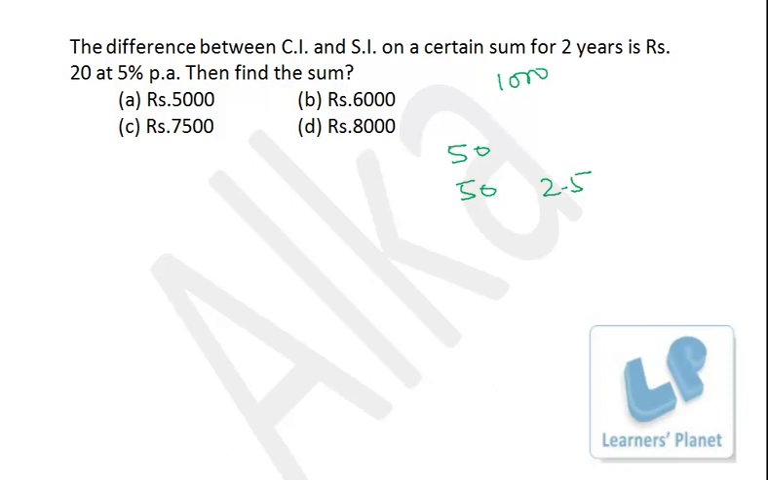Now, according to us, the difference between CI and SI is 2.5, and according to the question, it is 20. So, if 2.5 is 20, then 1000 is what? From 2.5 to 20, it is 8 times, so 1000 will be 8000. So, isn't it very simple?